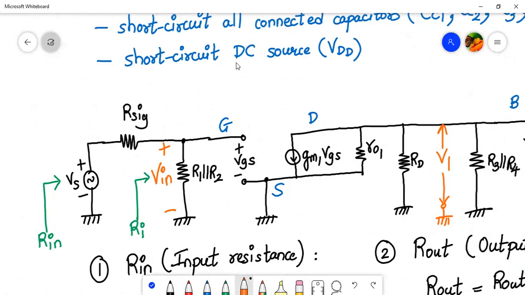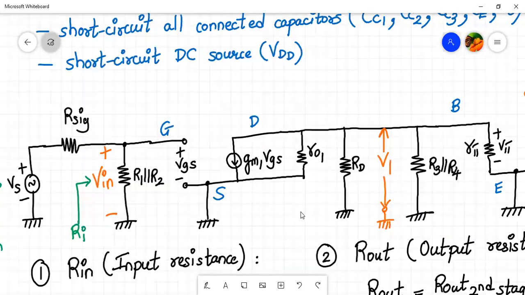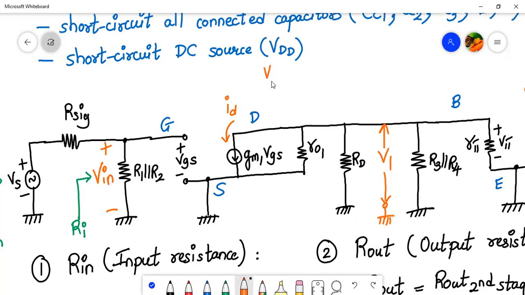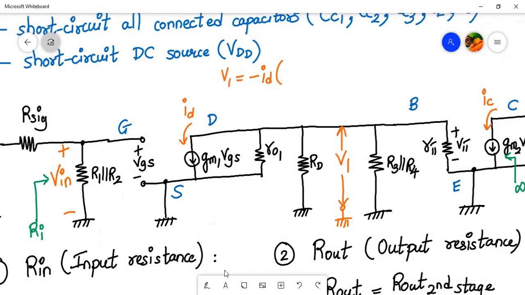Right. So now, what is the value of V1? V1 will be, let me mark over here, this is your ID, current ID. Current ID is outgoing current. That means it's not going towards the ground. So V1 will be minus ID into resistance. Now, what all resistance do you see over here? ro1, RD, they're all in parallel. ro1, RD, then we'll have R3 parallel to R4, then we'll have R pi. So these many resistances are in parallel which we will have over here.